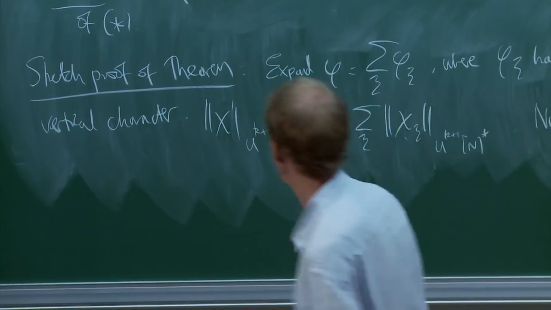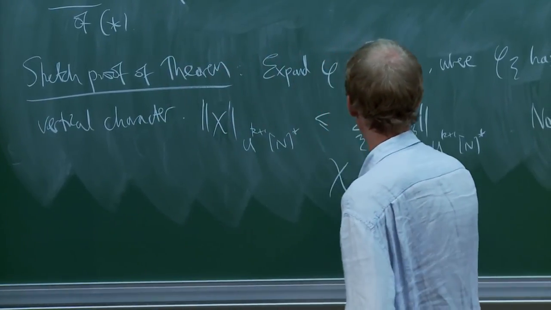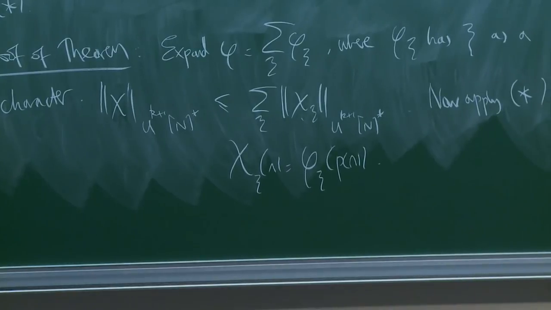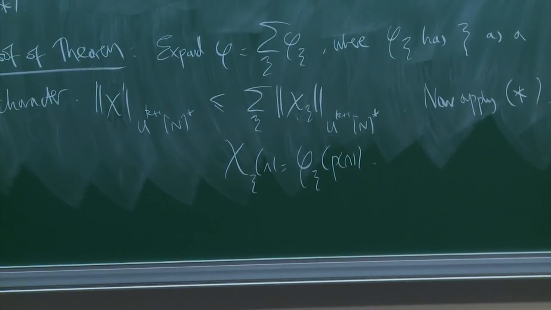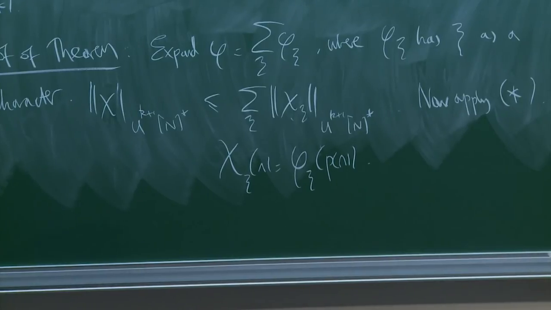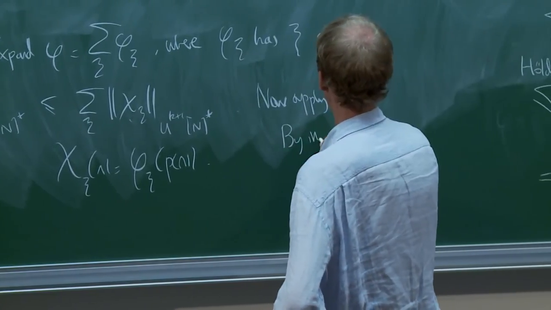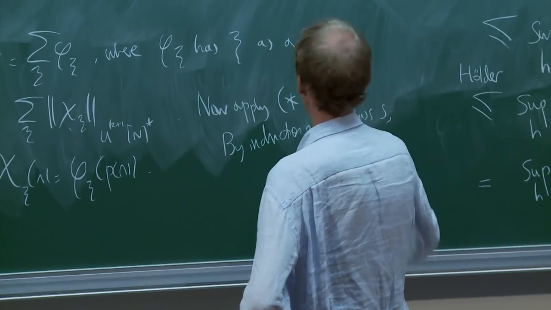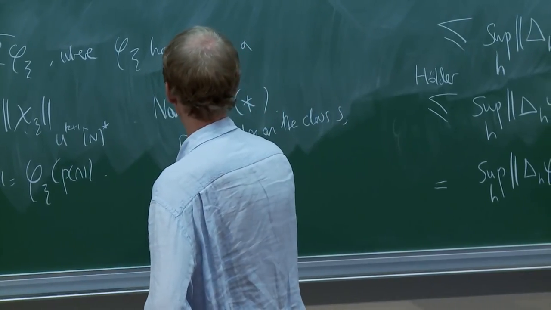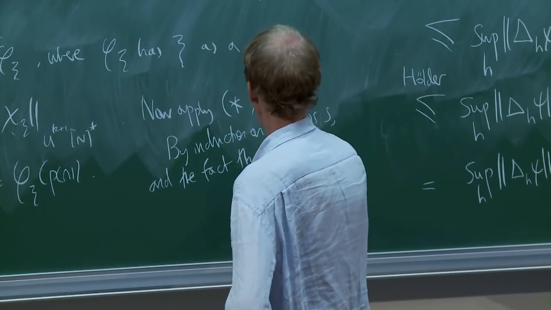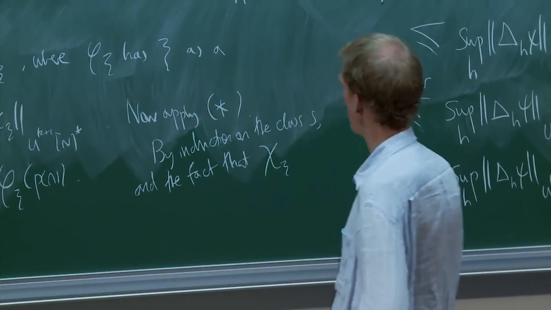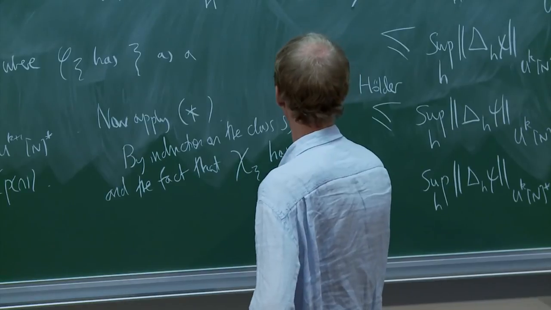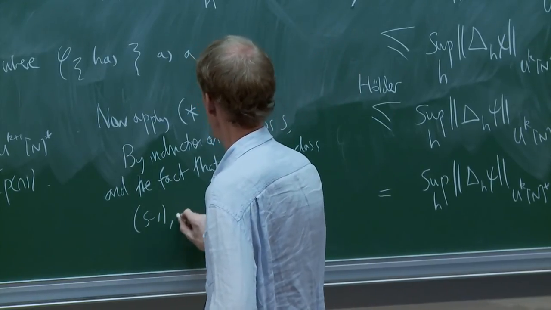So here, chi sub psi of n is equal to phi sub psi of p of n. So now apply star, but by induction, an induction on S. So by induction on the class S and the fact that chi sub psi has class S minus 1, we're done.